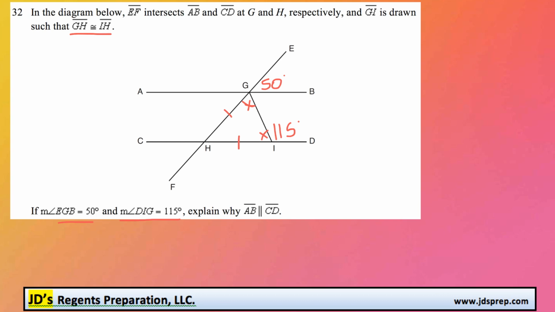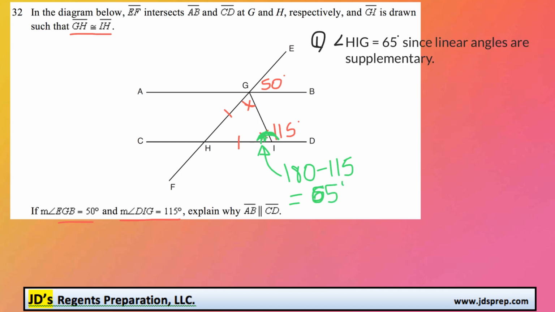Okay, so starting off with this angle here, we can find it out pretty easily because we're dealing with two supplementary angles here. We know that green angle plus 115 must equal 180 degrees. So we can do 180 minus 115 to get 65 degrees. And since we're dealing with that isosceles triangle in the center, we can also state that this angle here is also going to be 65 degrees.